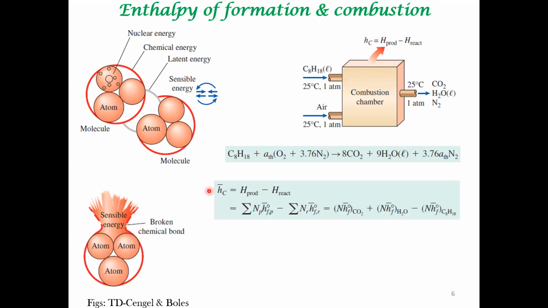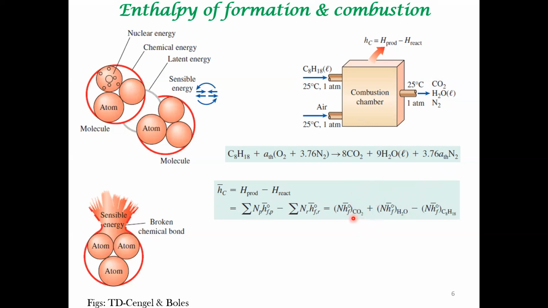So enthalpy of combustion is the enthalpy of products minus enthalpy of reactants. The enthalpy of products involves the number of molecules and the enthalpy of each molecule involved in the product, minus the number of molecules of the reactants and the standard enthalpy of each of the reactants. Because here everything is in the standard state. Not only the reactants are in the standard state, products are also in the standard state. This might not be the case, so we'll see how to address such issues in the next slide. But in this case, everything is in the standard state. So this is a simple enthalpy balance.